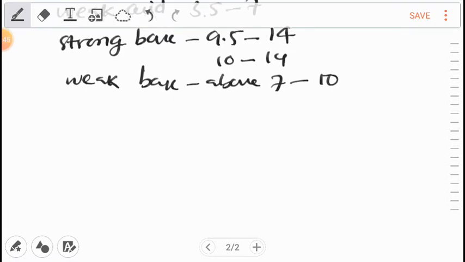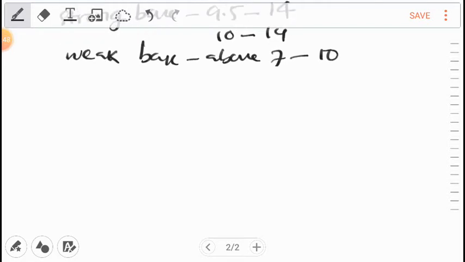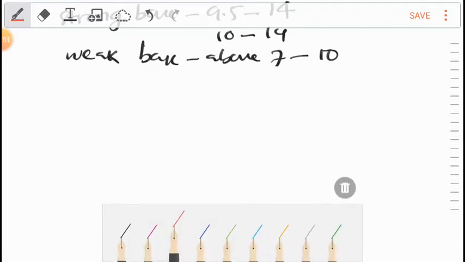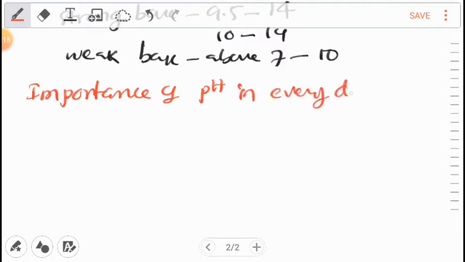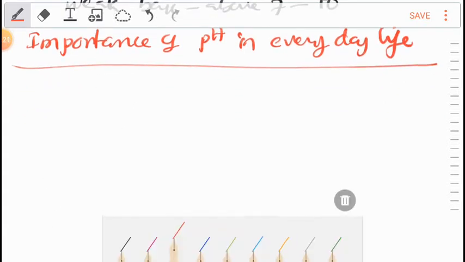So in this experiment 11 we can take. Importance of pH in everyday life. The importance of pH, so I will explain you the importance of pH in everyday life. So I will explain you this one once you see.